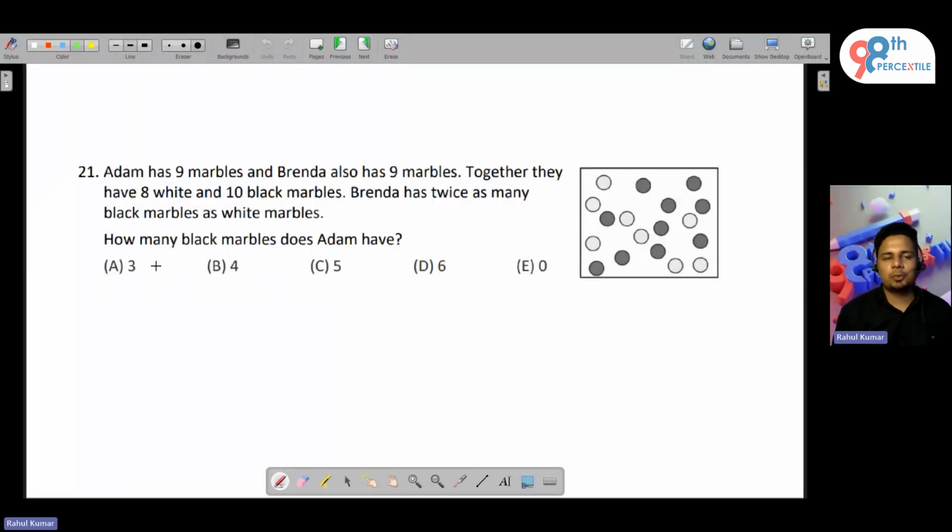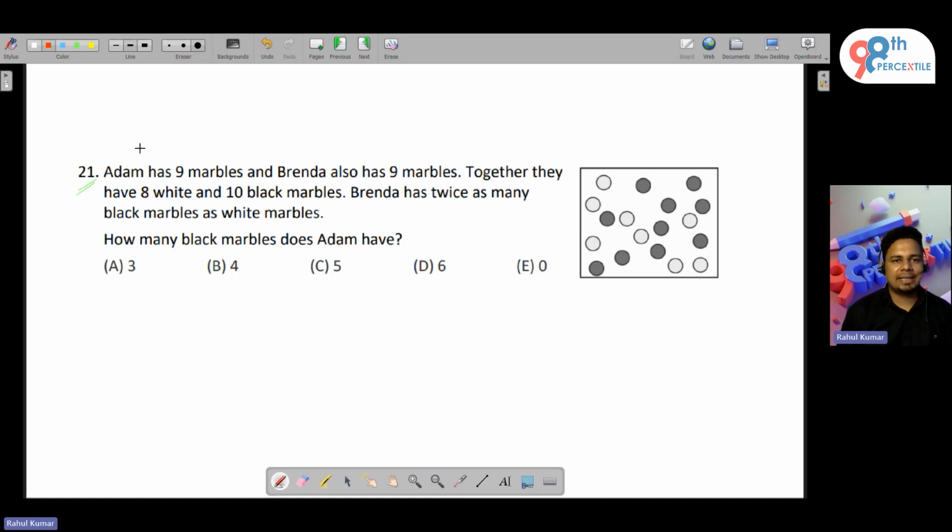So let's solve the next two questions of Math Kangaroo 2023 level 3-4. This is question number 21. Let's read it. Adam has 9 marbles and Brenda also has 9 marbles. Together they have 8 white and 10 black marbles. Brenda has twice as many black marbles as white marbles. How many black marbles does Adam have? Option A 3, option B 4, option C 5, option D 6, option E 0.